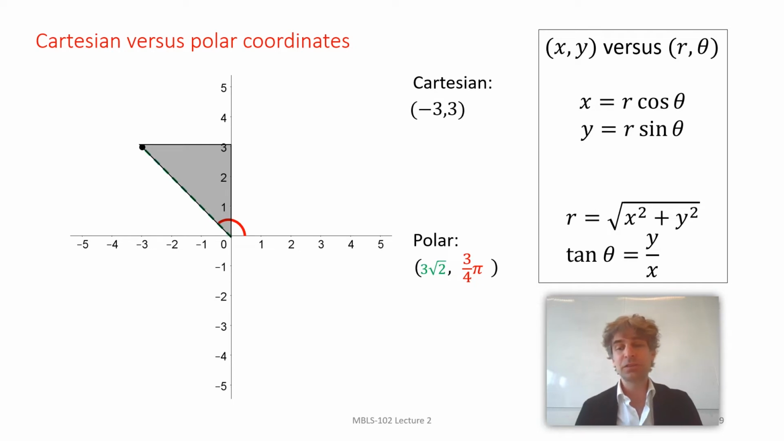But no one's going to stop you from using the general formulas, which are actually the bottom two here. The first one is for r. r is the square root of x squared plus y squared. So that's simply the Pythagorean theorem. If you use it here, you get 3 squared plus minus 3 squared, which is actually 18. So the square root of 18, and it can be simplified to 3 times the square root of 2.